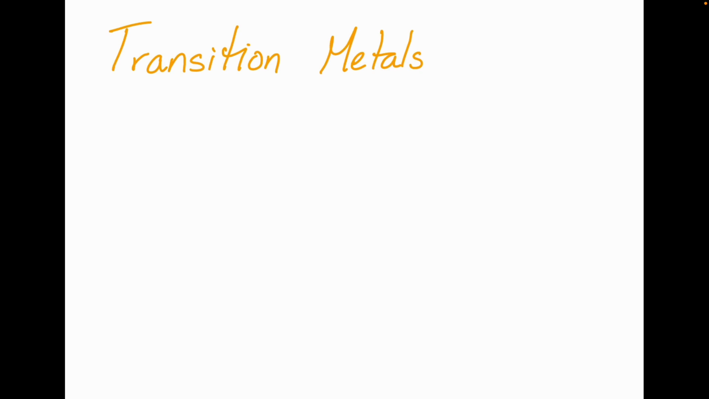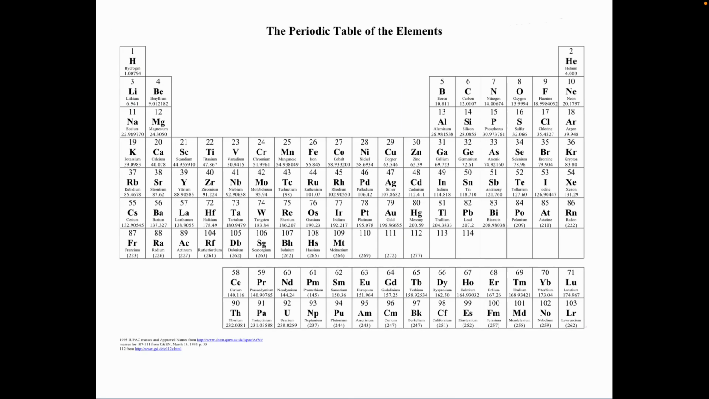Hopefully we remember from first semester, where do the transition metals live on our periodic table? The middle. Right in the middle, absolutely. It's called the D block. But yes, in the very middle are our transition metals.